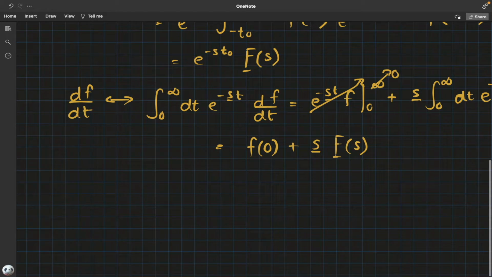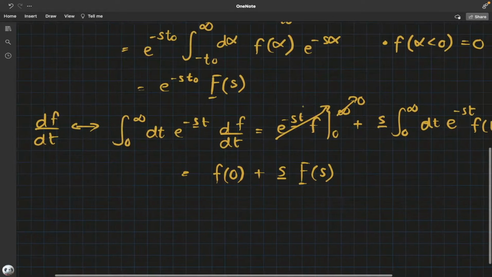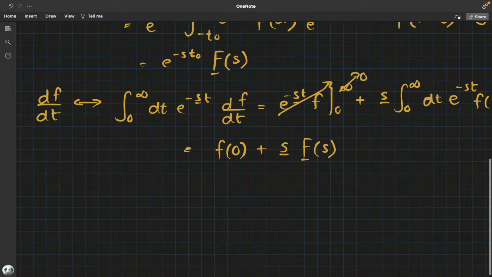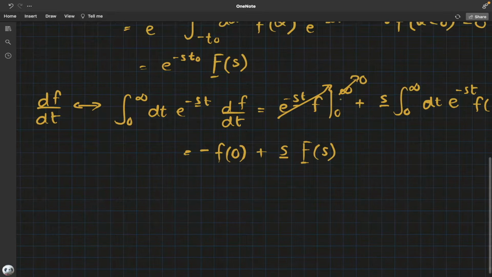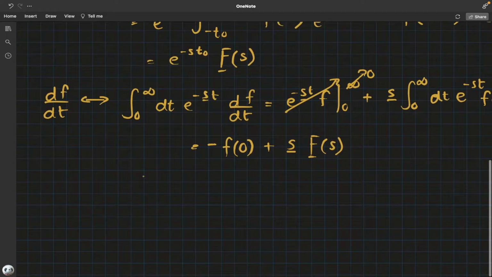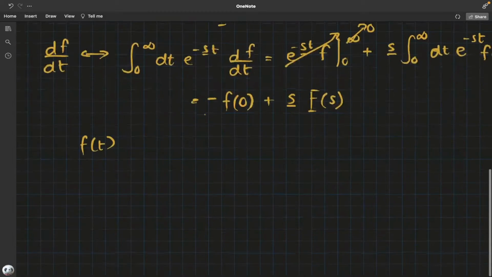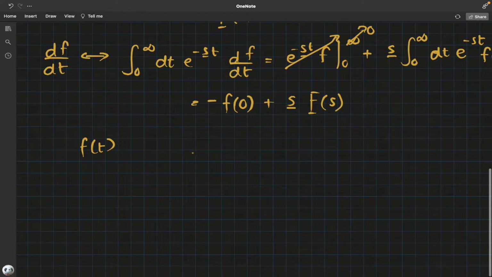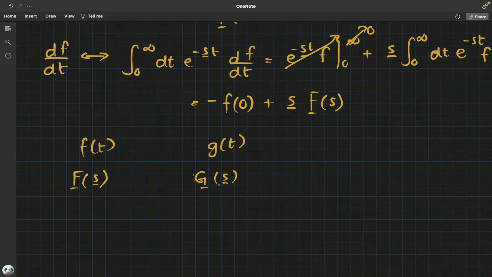And I believe there should be a negative here because there is the lower bound we're evaluating it. Okay, so assuming we have f of t that satisfies this, it's 0 for negative t, and a similar function, say g of t, which have corresponding Laplace transforms F of s and G of s.